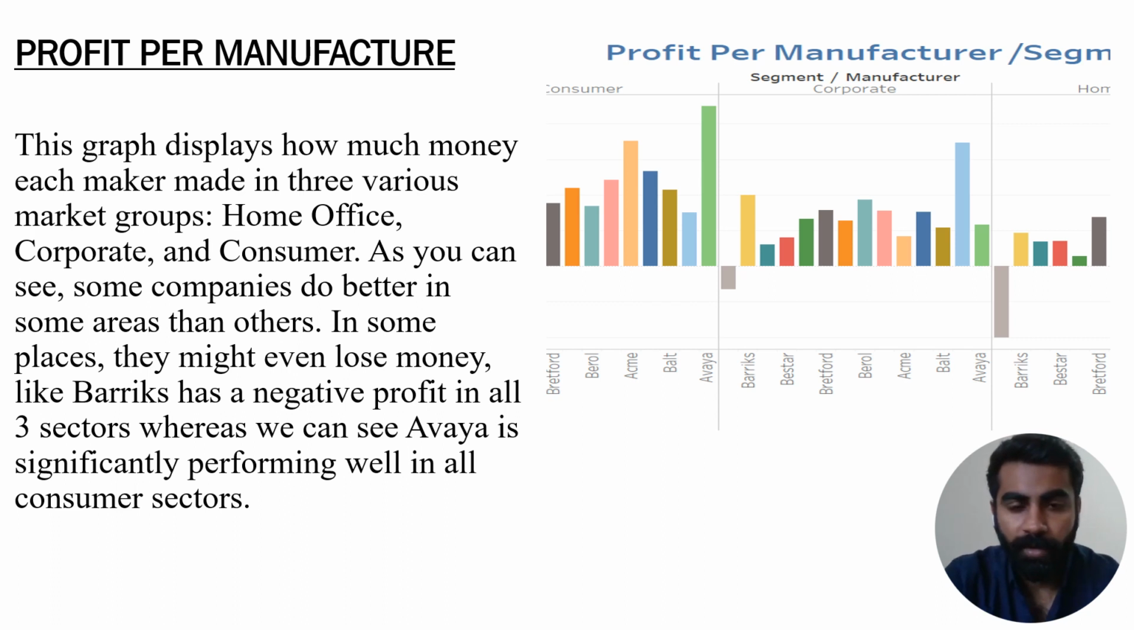As you can see, the graph displays how much money each manufacturer made in three various market groups: home office, corporate, and consumer. Some companies do better in some areas than others. In some places, they might even lose money, like Barracks company has a negative profit in all three sectors, whereas we can see Avaya is performing significantly well in all the consumer sectors.